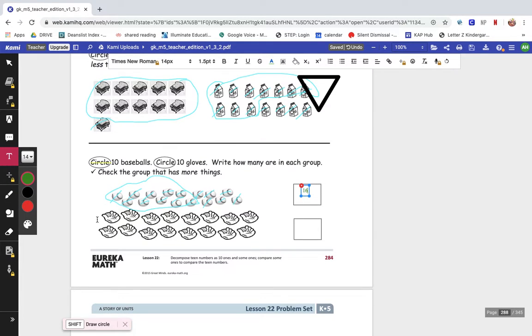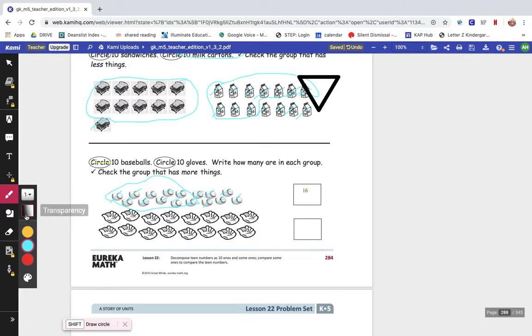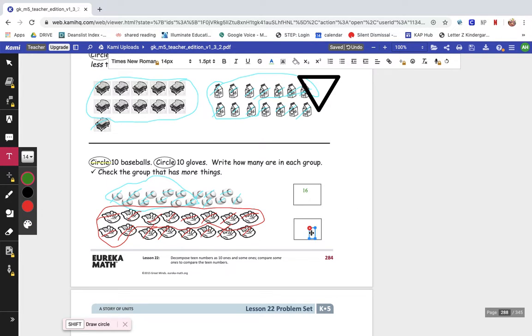Okay. Now let's count the number of baseball mittens. Let's pick a different color for this. Let's go to red. Okay. 1, 2, 3, 4, 5, 6, 7, 8, 9, 10. I'm going to circle that 10 group. Right now I can count on 11, 12, 13, 14, 15, 16. And I'm going to write that number here. And it looks like we have the same number of mittens that we have of baseballs.